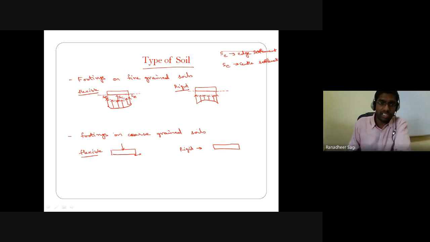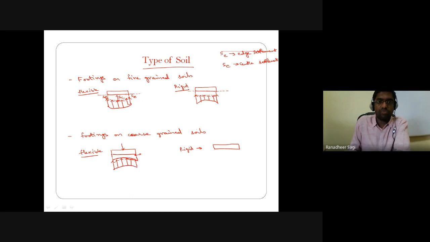So it means that for a flexible footing resting on coarse grained soil, the settlement at the edge is going to be maximum, and the settlement at the center is going to be minimum. And for the subsequent contact pressure distribution diagram, we know that it is going to be a uniform distribution diagram.